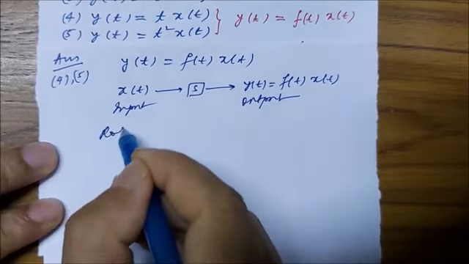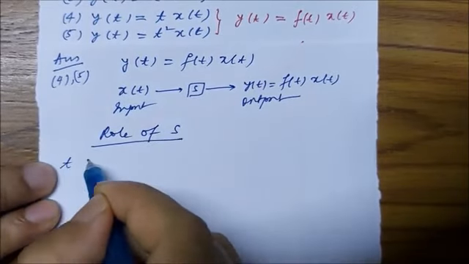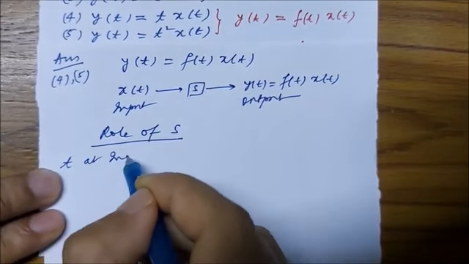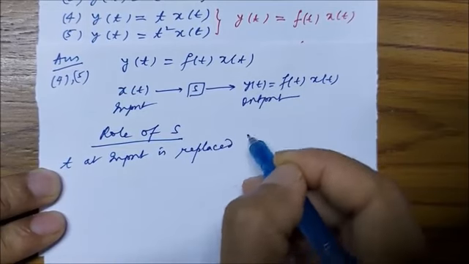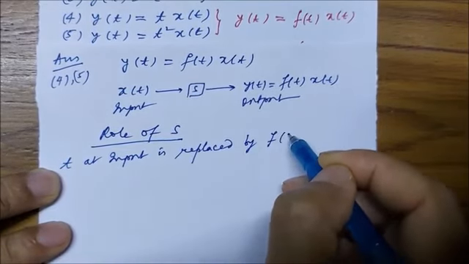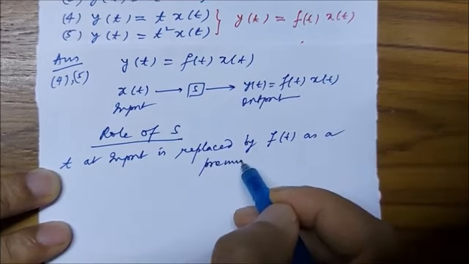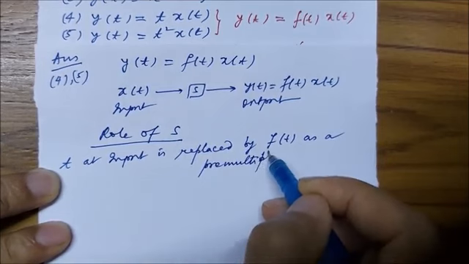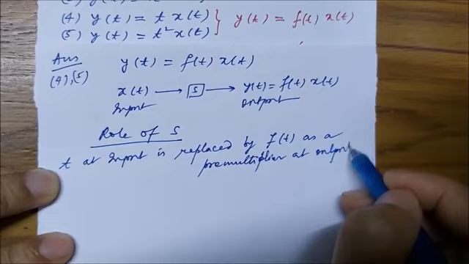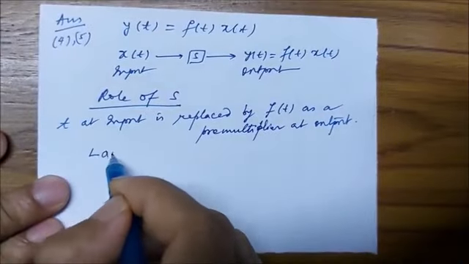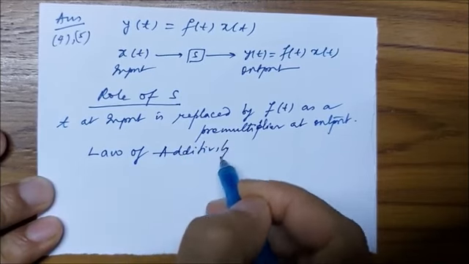So the role of system is, t at input is replaced by f of t as a pre-multiplier at output. Let us now check the law of additivity.